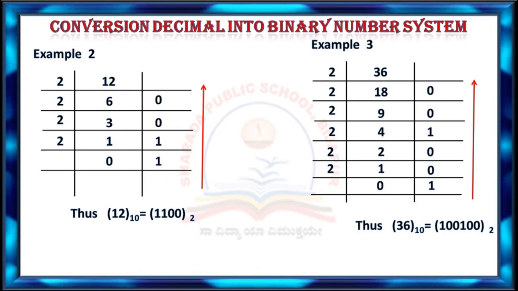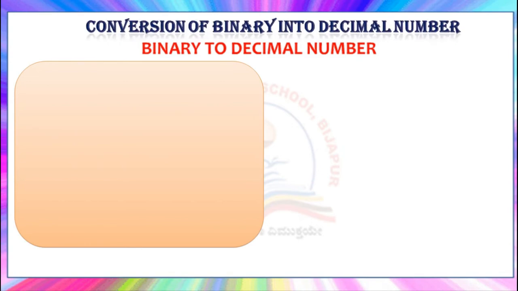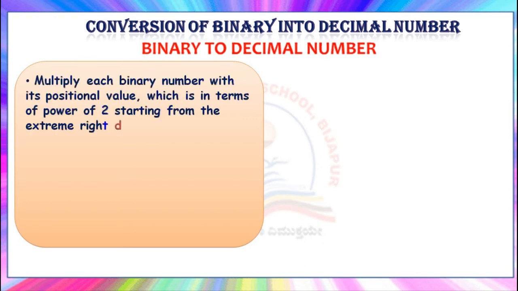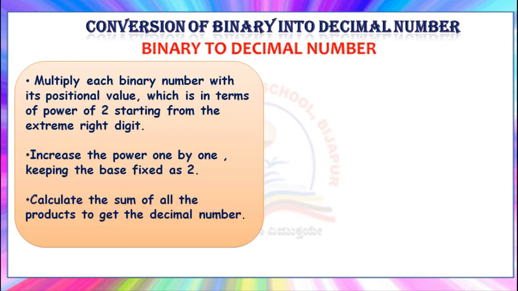Let us see another topic, binary into decimal number. For the conversion of binary into decimal number, we have to follow these 3 steps. Multiply each binary digit with its positional value, which is in terms of power of 2, starting from the extreme right digit. Increase the power 1 by 1, keeping the base fixed as 2. Calculate the sum of all the products to get the decimal number.